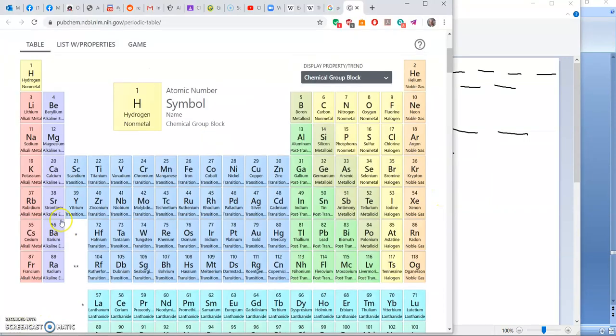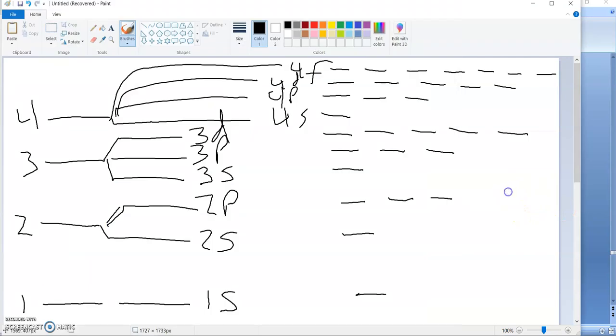The transition metals, you might have noticed, are 10 elements across. Why? Because there's 5 D's, 5 times 2 is 10 electrons. And then the lanthanides and actinides are 14 elements across because the F's hold 7, or there are 7 F's, which hold times 2 is 14. So the periodic table is lined up with these quantum states.